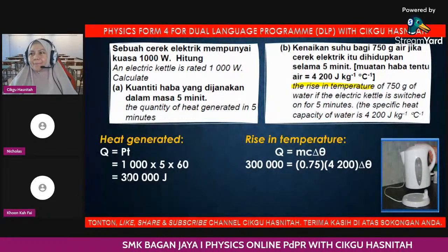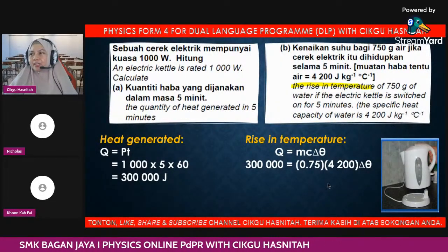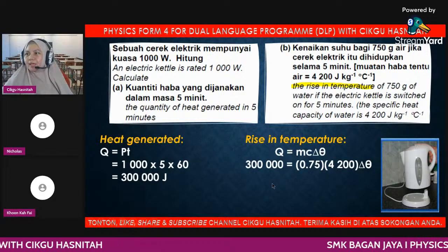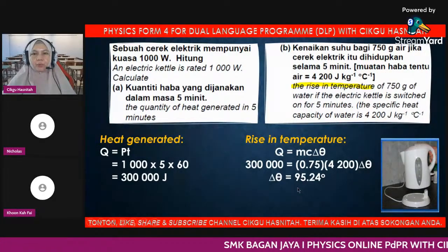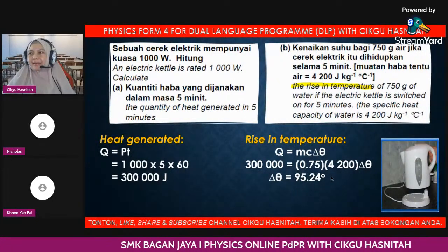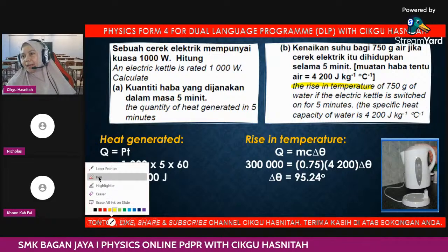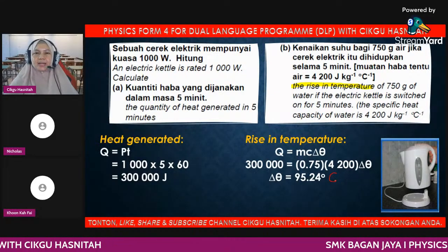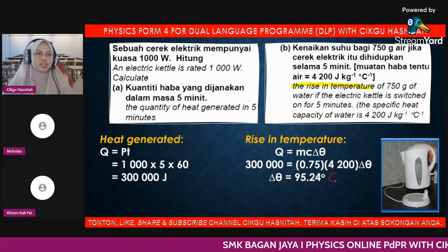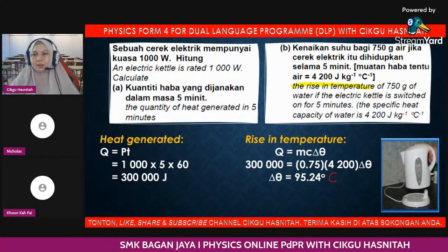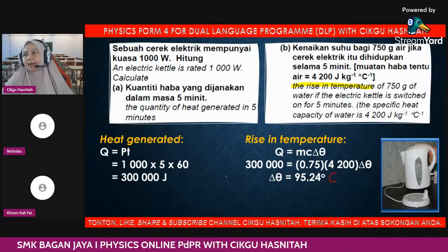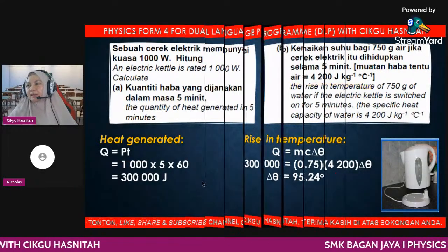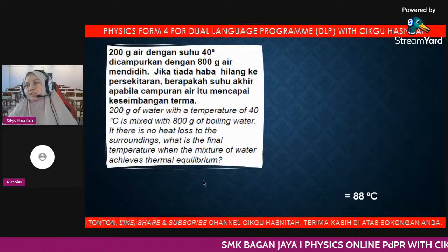So what is the rise in temperature here, students? If you count, it will be 95.24 degrees Celsius. Okay, this is the rise in temperature, or the change in temperature. Yes, 95.24, correct. Easy, right? You just work carefully with your calculator so you will end up with the correct answer. Then we proceed to the next question.